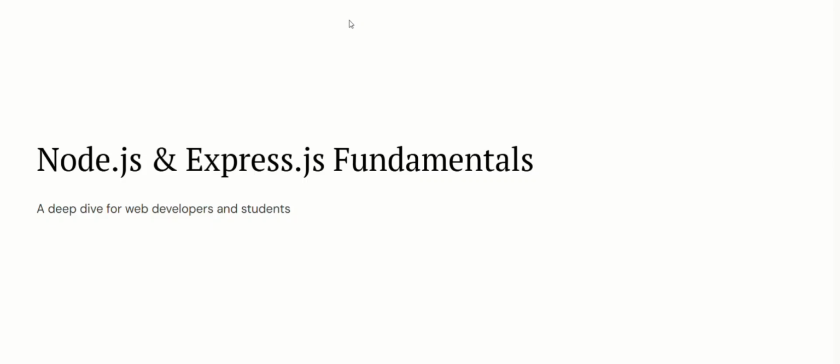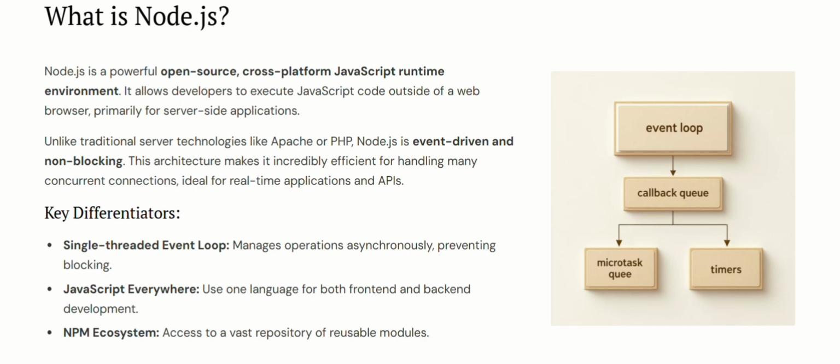In this video, we'll discuss the Node.js and Express.js fundamentals. First, coming to Node.js. Node.js is a JavaScript runtime environment that allows you to run JavaScript code outside the browser. Whenever we have to run a JavaScript program, we do it in the browser itself. But Node.js helps to run it outside the browser. So, we can say that it is event-driven and non-blocking too.